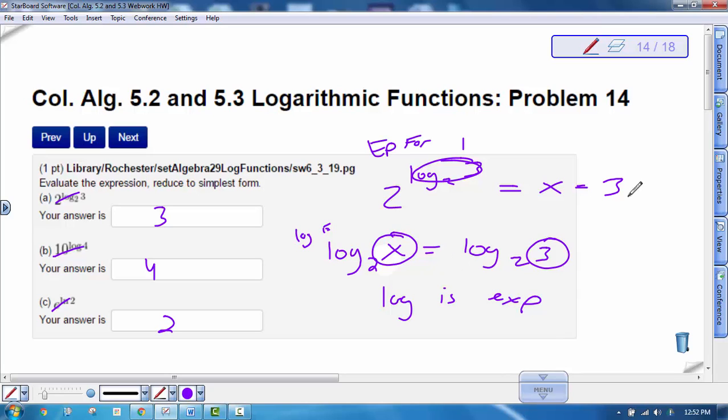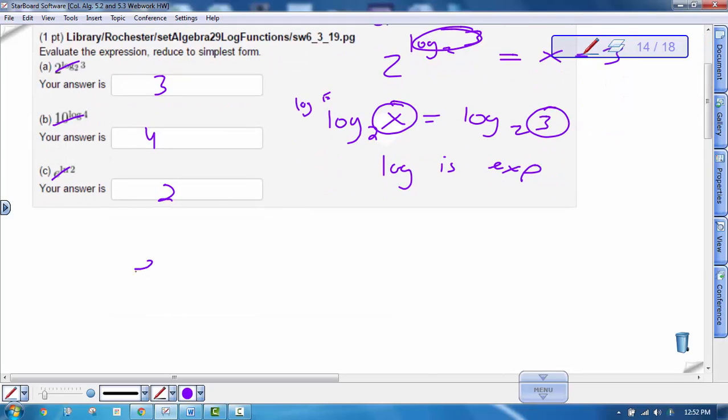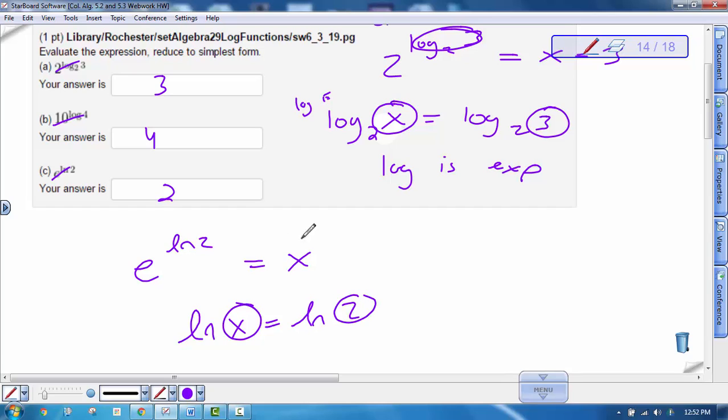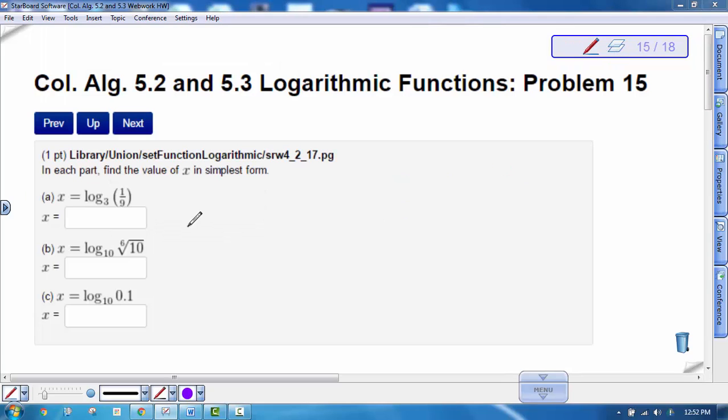The same thing happens, I can show you that again with natural log. If you have e to the natural log of 2 equals something, let's call it x, you can make that natural log base e, which you don't have to write, of x equals natural log of 2. Well, you can compare. See, x equals 2. So that's how you get that.